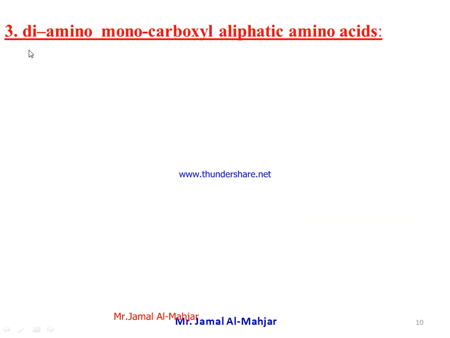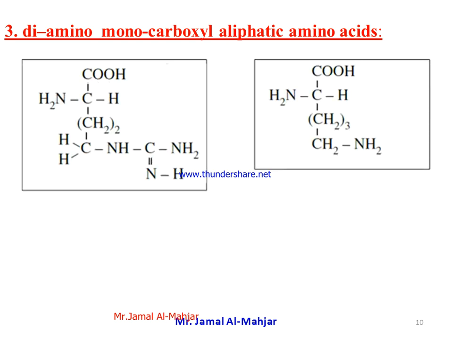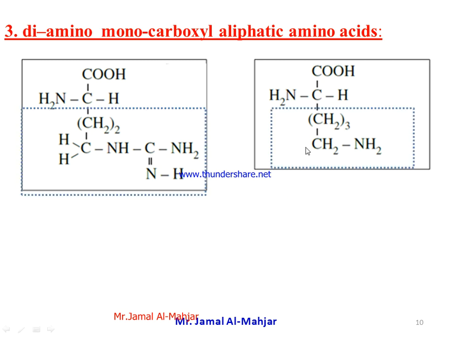The third one is diamino monocarboxyl. Yes, we have di. So what are the properties of this one? It is basic. Now what is the R here? This is R, and here, this is R. If you have this structure, this is CH2 three times, CH2 NH2, or you can write it CH2 four times, NH2.